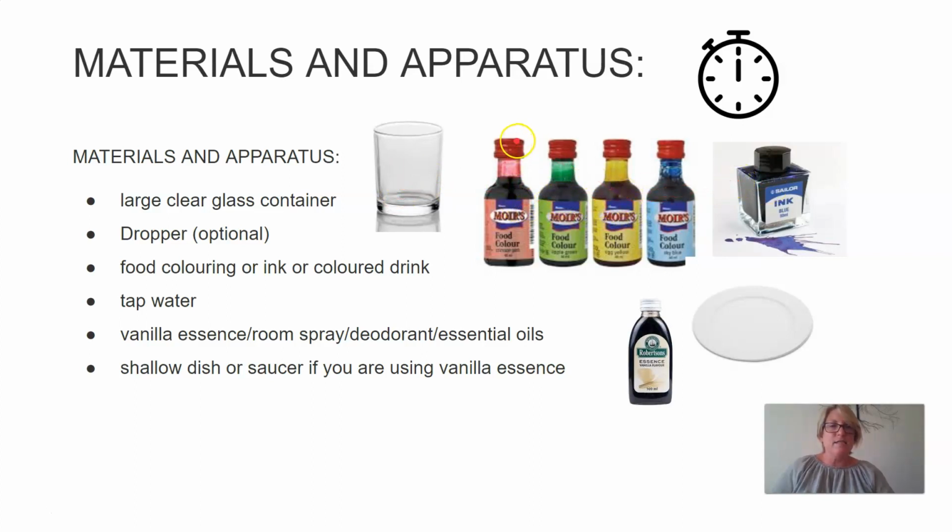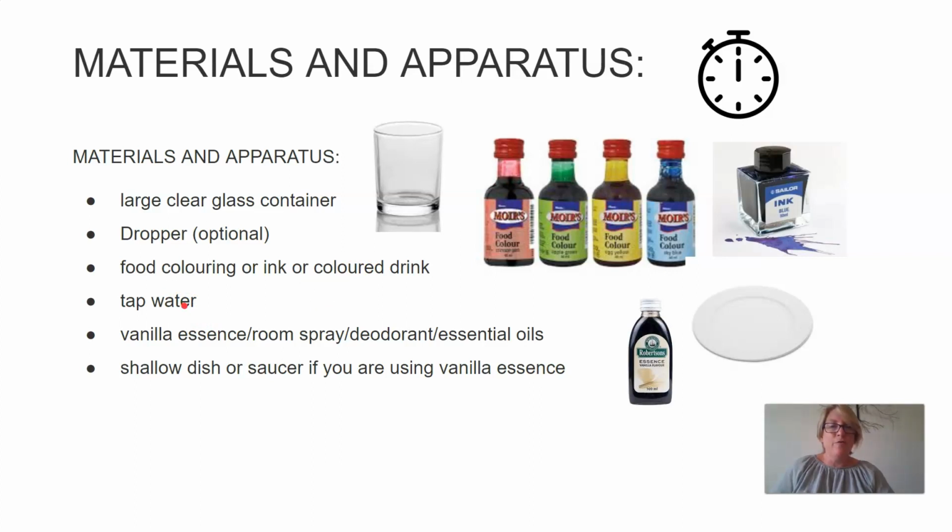Now, in these cases, you are able just to gently pour the liquid out of the bottle, but if not, a dropper may help. But if you don't have a dropper, you'll still be able to do the experiment. You just pour them very, very carefully. Then you need some type of food coloring or ink or concentrated colored drink or something along those lines, something that's a different color to the tap water that you're going to be using.